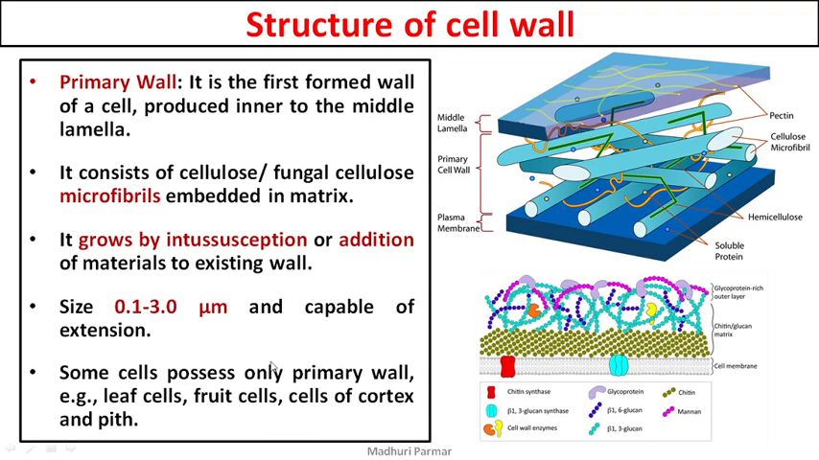Some cells possess only primary wall, no secondary wall. They have middle lamella and they have primary cell wall. Such cells are cells of leaf, fruit, then cells of cortex and pith. Basically, parenchyma cells, parenchymatous cells are the ones which have only primary cell wall because they do not require more rigidity or structural support. A small primary cell wall is enough.